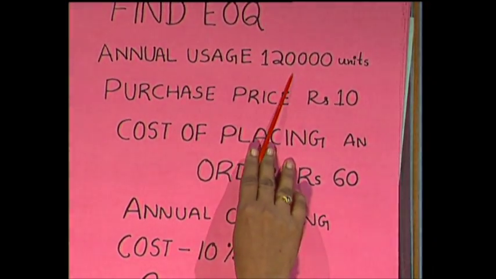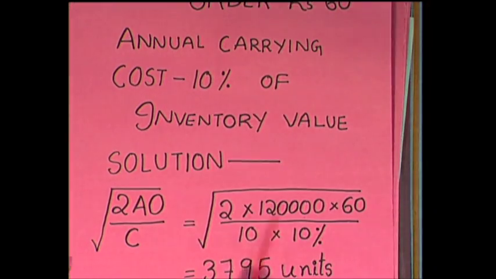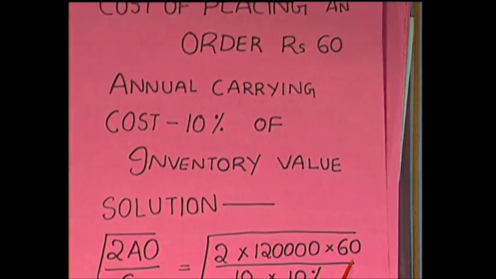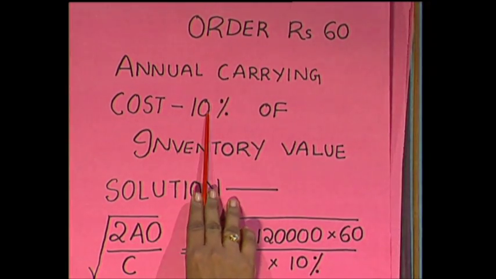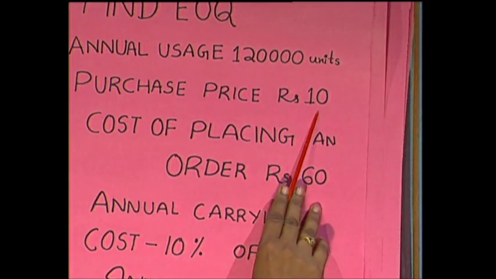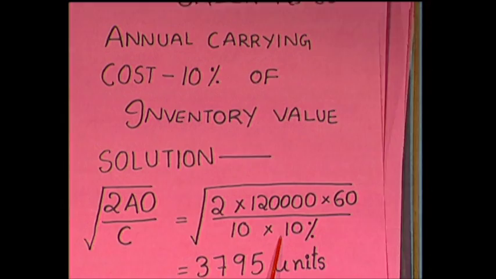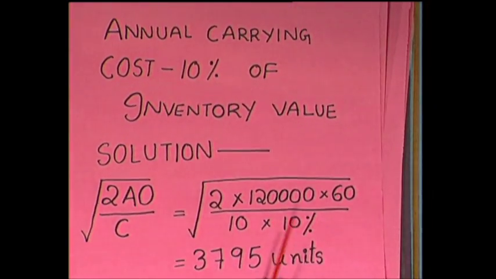Annual usage is given as 1,20,000 units. The formula being EOQ equals root 2AO by C, root 2 into annual requirement 1,20,000 into ordering cost per order. Cost of placing an order is given as 60, take that 60, then divide by carrying cost. They have given carrying cost as 10% of inventory value and purchase price is 10. So, 10% of this 10 rupees will give you 1 rupee, which is carrying cost per unit. When you calculate this, you are going to get 3,795 units.